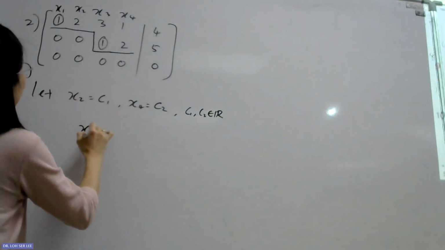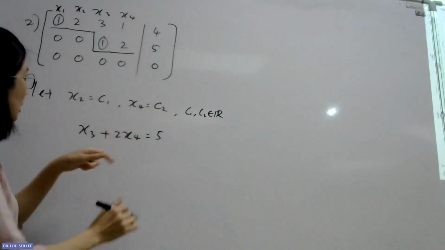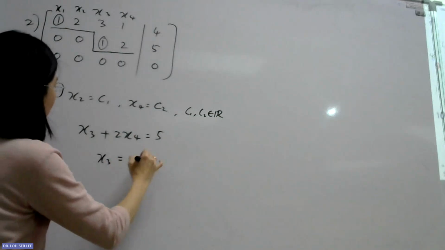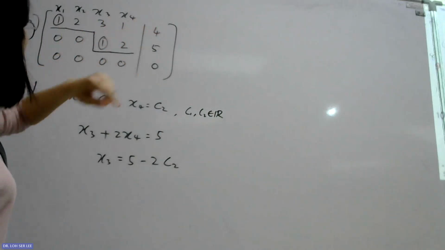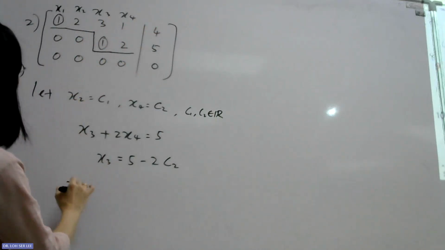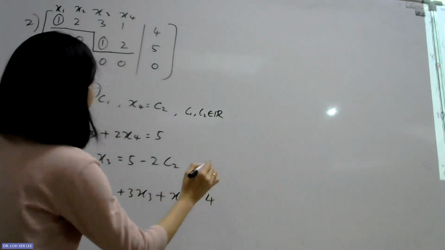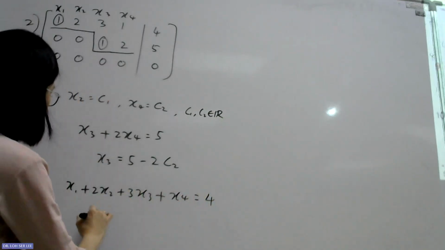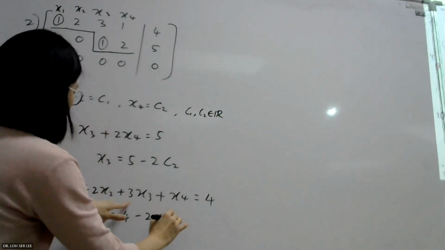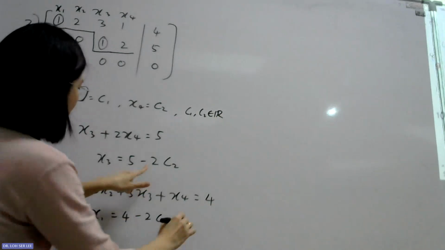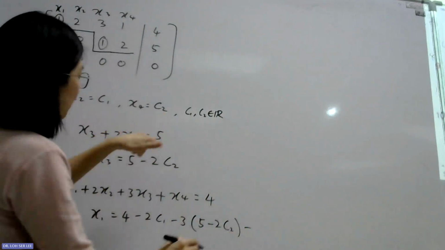Okay, from the second row, we have x3 plus 2x4 equals 5. So just substitute the x4. Your x3 is 5 minus 2x4. Okay, and from the first row, we have x1 plus 2x2 plus 3x3 plus x4 equals 4. We want x1. So x1 is 4 minus 2x2 minus 3x3, then minus x4.